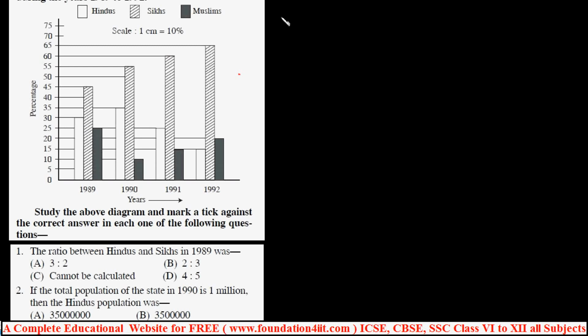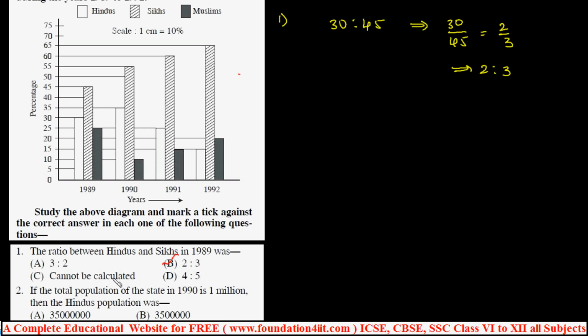So we can calculate this. That means 30 is to 45. The same percentages, 30% and 45%, and the same ratio is what they asked. So 30 by 45 is 2 by 3. That means 2 is to 3. 15 2s are 30, 15 3s are 45. 2 is to 3 is option B in this.